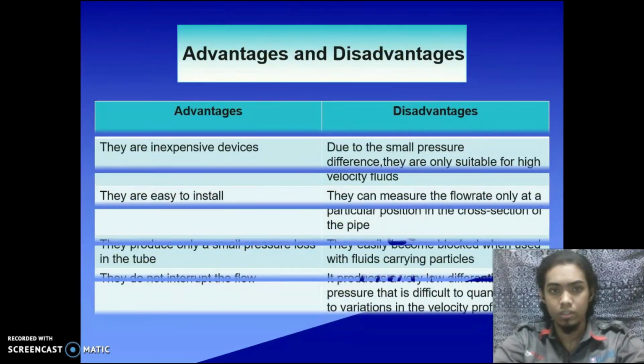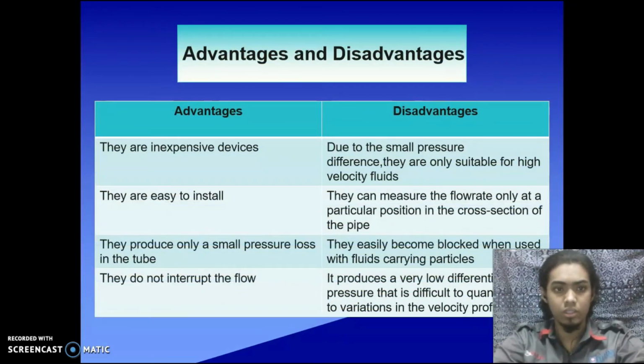Advantages and disadvantages. Number 1 is the advantages. There are inexpensive devices. Number 2 is they are easy to install. Number 3 is they produce only a small pressure loss in the tube. And number 4 is they do not interrupt the flow.